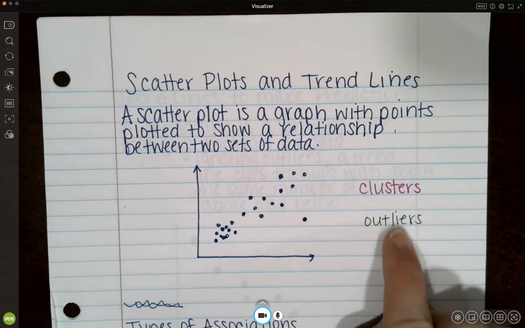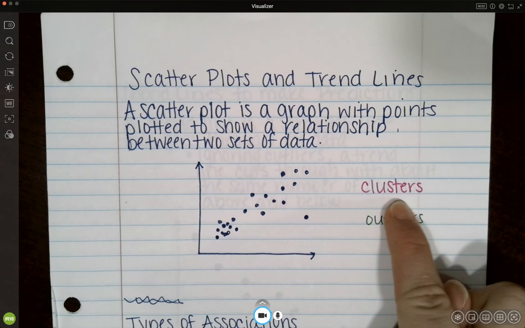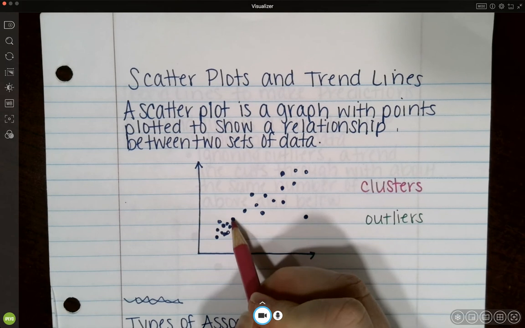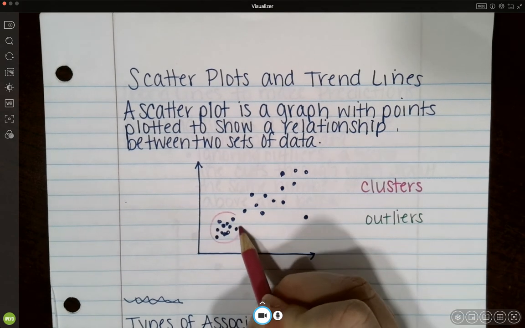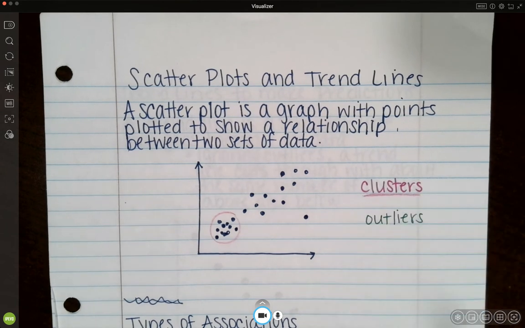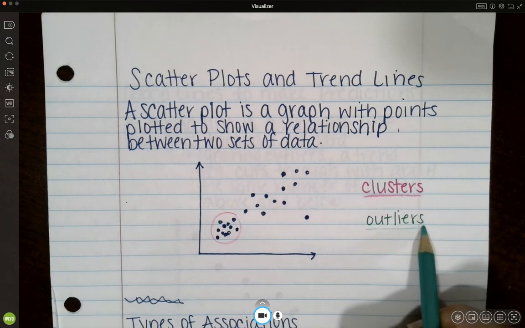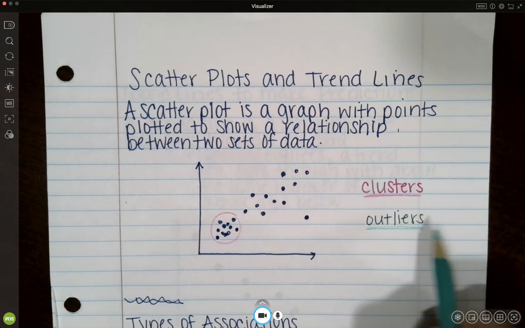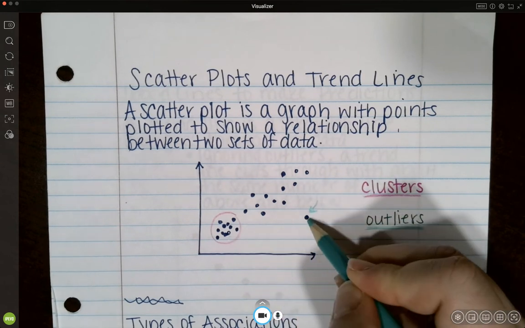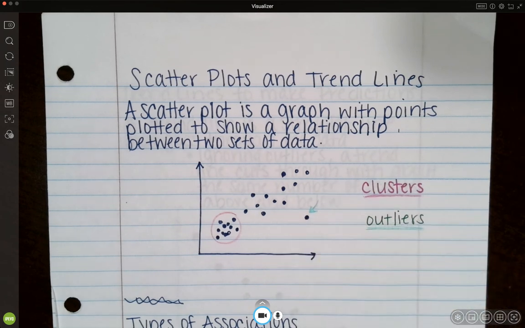Now there's two things that I can find within my scatter plot. One thing is called a cluster. I will not always have clusters, it's only sometimes. A cluster is data grouped together closely. The next term, and again, we don't always have one, is what's called an outlier. An outlier is a piece of data that doesn't belong with the rest of it. So this one's kind of floating in its own little world. Therefore, it would be called an outlier.